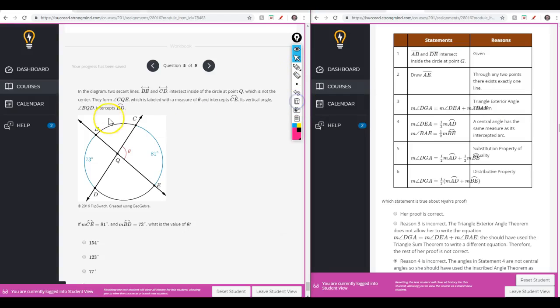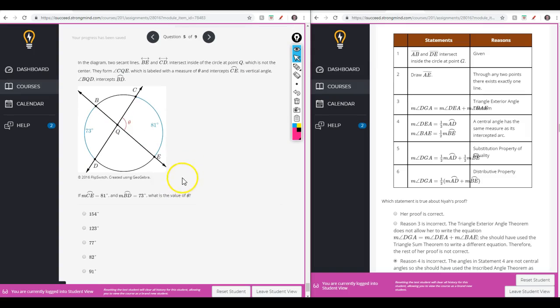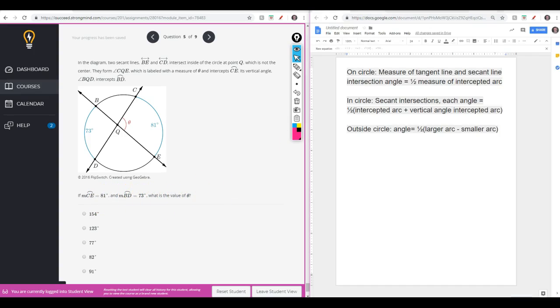So question 5, in the diagram, two secant lines, line BE and line CD, intersect inside the circle at point Q, which is not the center. They form angle CQE, which is labeled with a measure of theta and intercepts arc CE. Its vertical angle BQD intercepts arc BD. The measure of arc CE is equal to 81 degrees and the measure of arc BD is equal to 73 degrees. What is the value of theta?